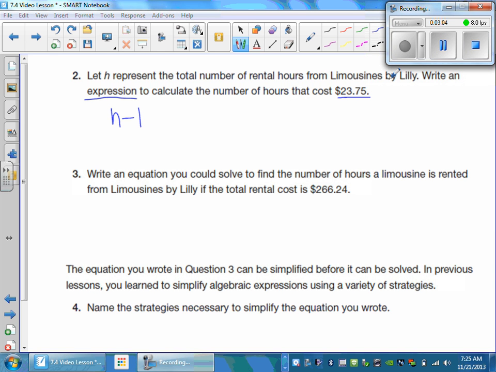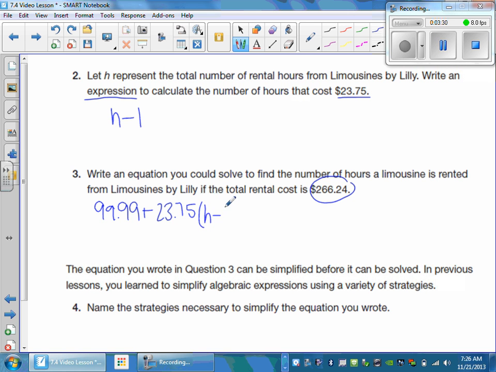Number 3 says, write an equation you could use to find the number of hours a limousine is rented from Limousines by Lily for a total of 266.24. So we're going to use almost the same equation we used last time. We have the $99.99 for the first hour plus the $23.75, and then our variable is H minus 1, again because the first hour is always right here, equals the 266.24. So this is an equation because there is an equal sign.